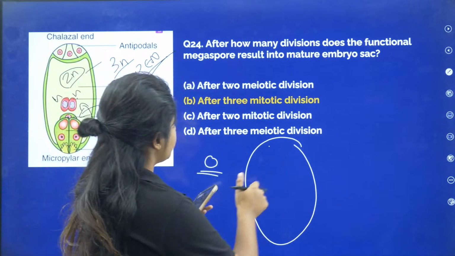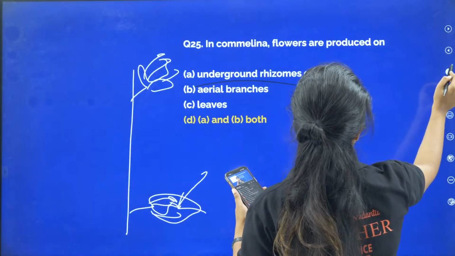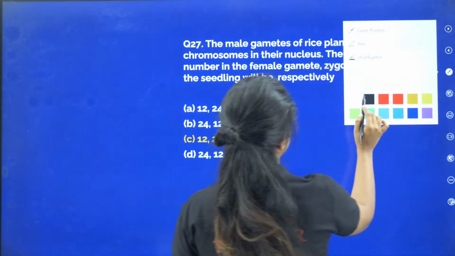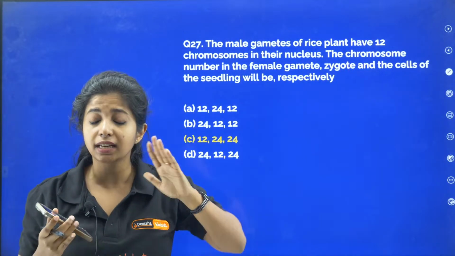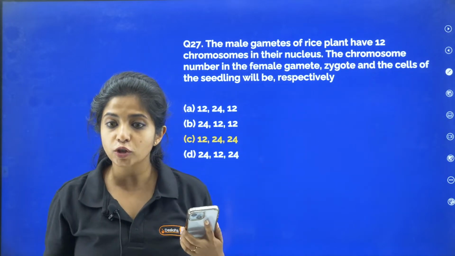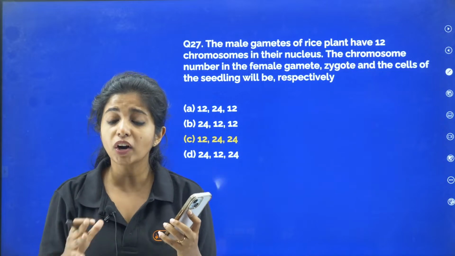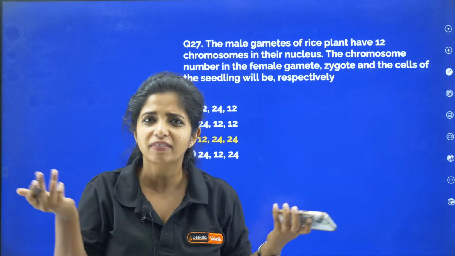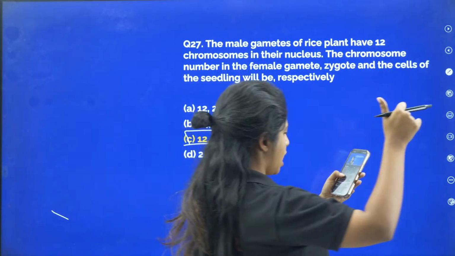Fine, children. I hope you are studying, right? Now, basically, tell this answer. The male gametes of the rice plant have 12 chromosomes. The chromosome number in the female gamete will also have 12 chromosomes. What happens in the zygote? 12 plus 12, 24. And what about the cells of the seedling, my dear children? All the cells which will be formed from the zygote will be having 24 only. So can I say 12, 24, 24? I can say that, so this becomes your answer.